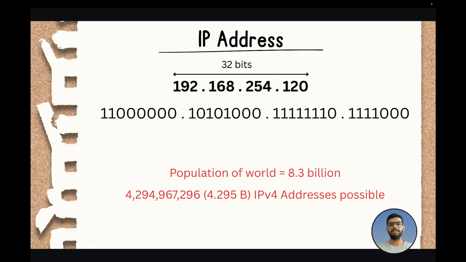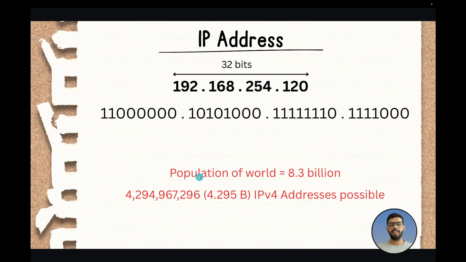Physical addresses we all will have, because all the devices will have NICs, so that is not much of a worry for us. But the main thing that you need to understand over here is this problem, where you have only 4.295 billion addresses possible, whereas the population of the world is around 8.3 billion. So that is clearly the problem that we can see, right?